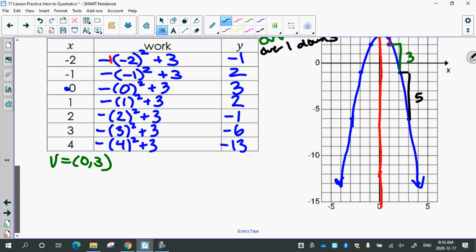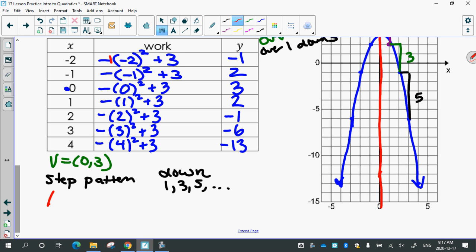So the way you write that out is that your step pattern is down 1, 3, 5, etc. Okay? Instead of up. And our axis of symmetry, or AOS, is still x equals 0. And the axis of symmetry could help you, especially when you're doing the table of values, to find your other points that are on the other side of the axis of symmetry if you don't use your table for all of them.